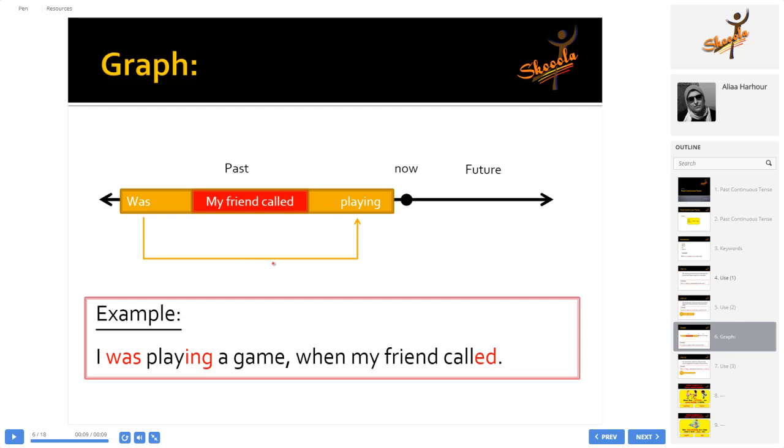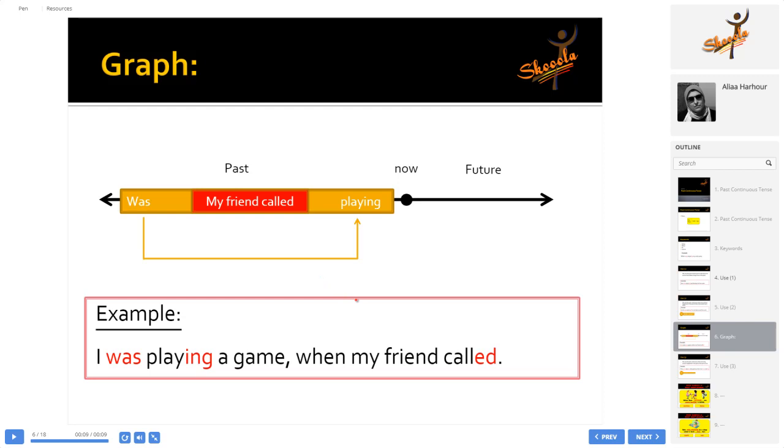Look at this example. I was playing a game when my friend called. Is this one action? No, they are two actions happening nearly at the same time. One action happened and another one comes and interrupts. What do I mean by the word interrupts? Interrupts means cuts. What does this mean again?